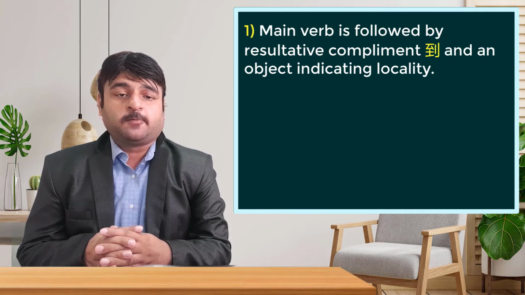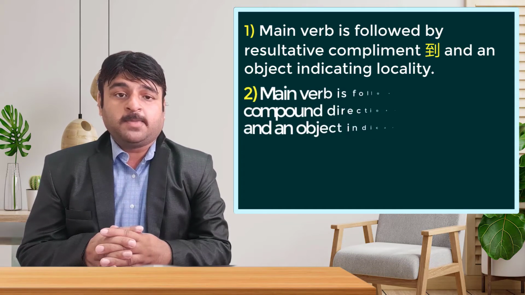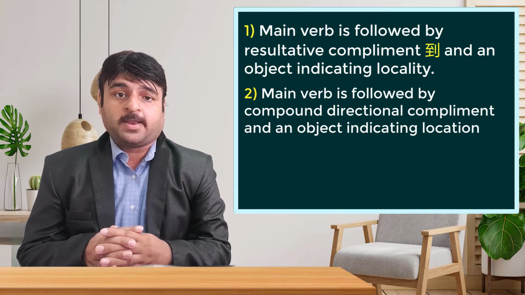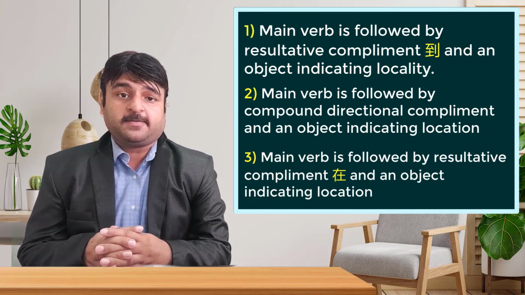In this lesson, we will have a look at sentences where we must use the ba structure to make Chinese sentences. Following are the situations where we must use the ba sentence. Number 1. When the main verb is followed by resultative complement dao and an object denoting locality. Number 2. When the main verb is followed by compound directional complement and an object that denotes location. Number 3. When the main verb is followed by complement zai and an object denoting location.